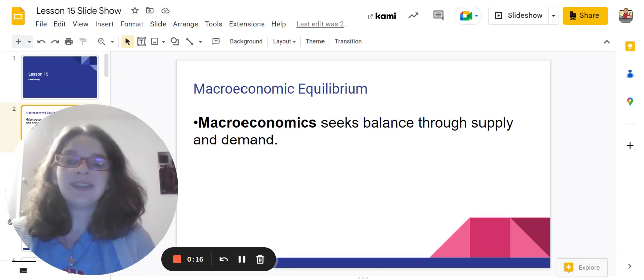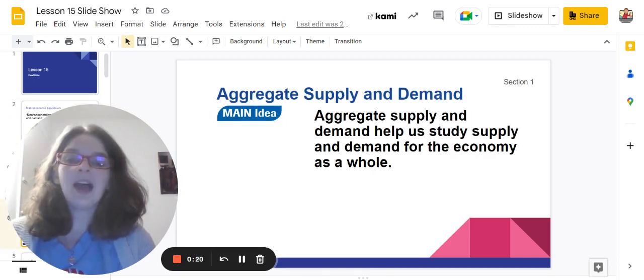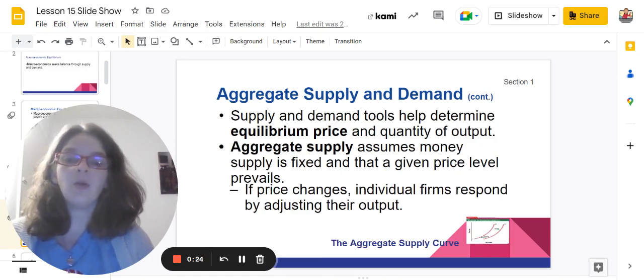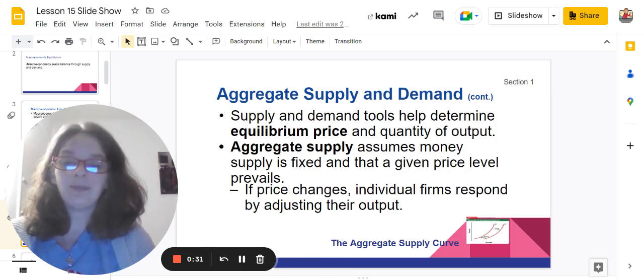Macroeconomic equilibrium seeks to balance through supply and demand. Aggregate supply and demand help us study supply and demand for the economy as a whole. Supply and demand tools help determine equilibrium price and the quantity of output.